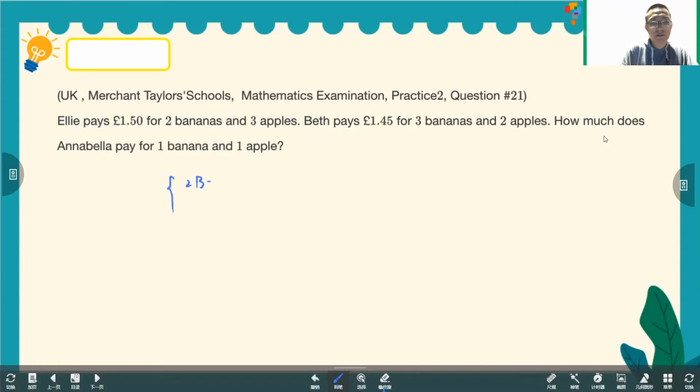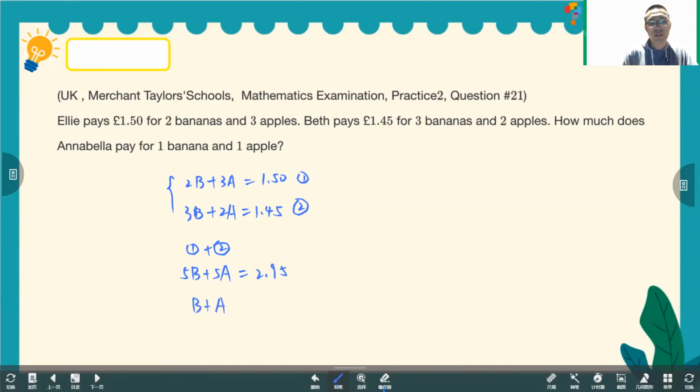So 2 bananas plus 3 apples is 1.50 pounds, and 3 bananas plus 2 apples is 1.45 pounds. This is equation 1, this is equation 2. 1 plus 2, very quickly, everyone. 5 bananas plus 5 apples equals to 2.95 pounds. And then divide 5 to each term. That gives us 1 banana and 1 apple will be 2.95 divided by 5. Let's do a short division just to give a recap.